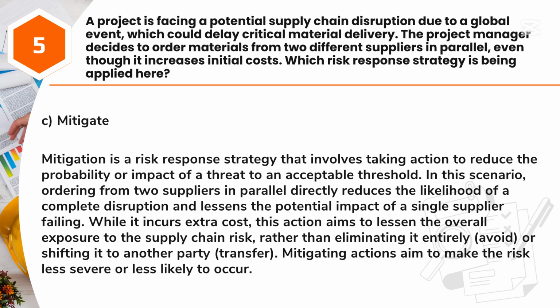Answer: C. Mitigate. Mitigation is a risk response strategy that involves taking action to reduce the probability or impact of a threat to an acceptable threshold. In this scenario, ordering from 2 suppliers in parallel directly reduces the likelihood of a complete disruption and lessens the potential impact of a single supplier failing.